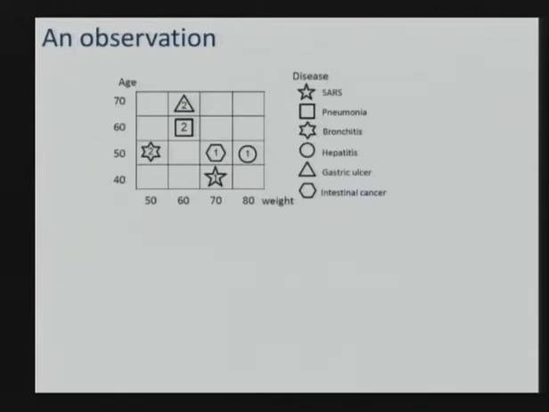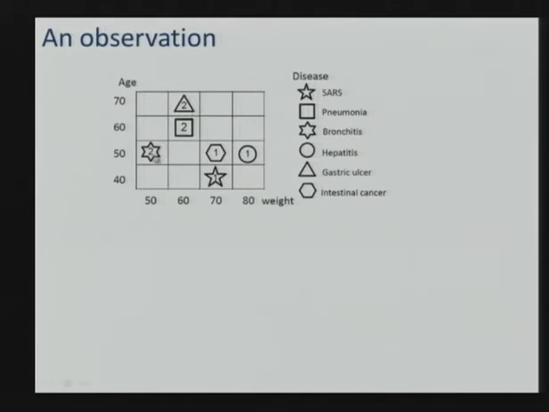Our algorithm was designed based on an observation. Here, there are two quasi-identifier attributes, age and weight. If we take age as one dimension and weight as a second one, then each tuple can be seen as a point in this data space. Here there are 6 data points, and each data point has a different sensitive value, a different disease. We use different shapes to represent the disease. For example, this is SARS, this is pneumonia, and so on.